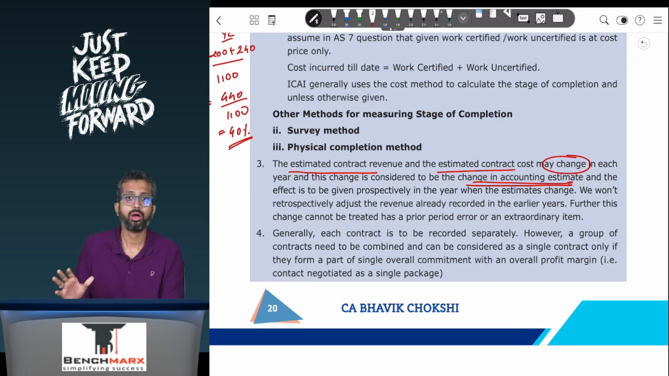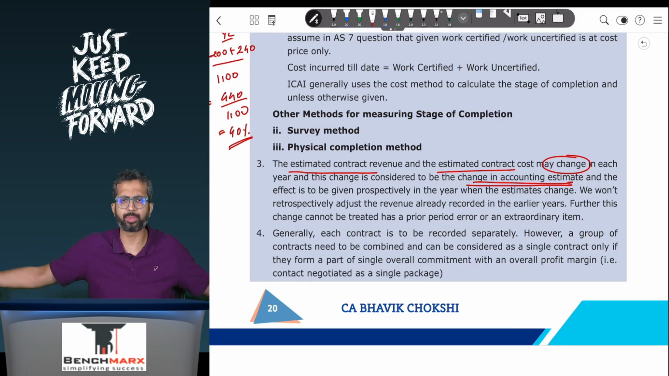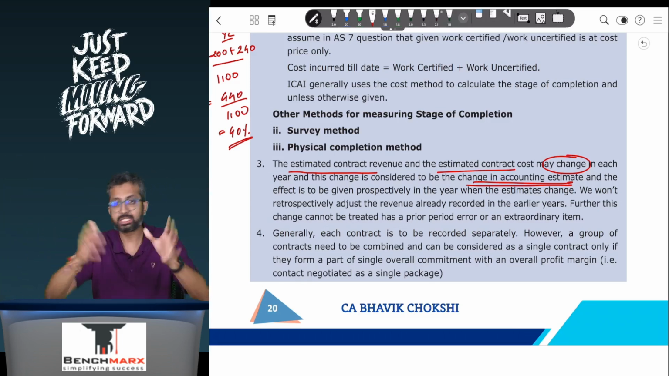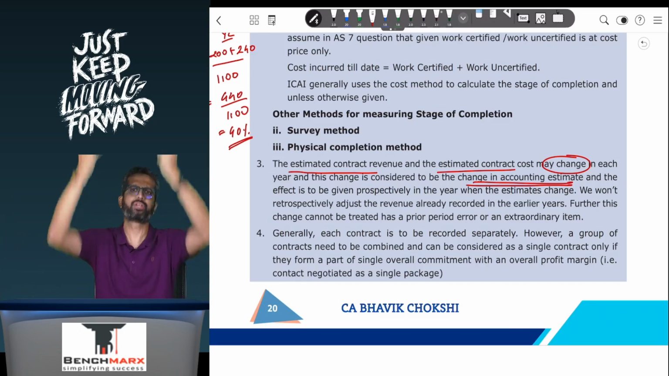But I bid for the 5 dams, in which case the loss of the last 2 dams has no connection with the profit of the first 3 dams. In which case, you have to account for each of the dams separately, and if required, you create a provision for losses on the last 2 dams. And the stage of completion will also be calculated for each of the dams separately. I will not find a weighted average stage of completion.